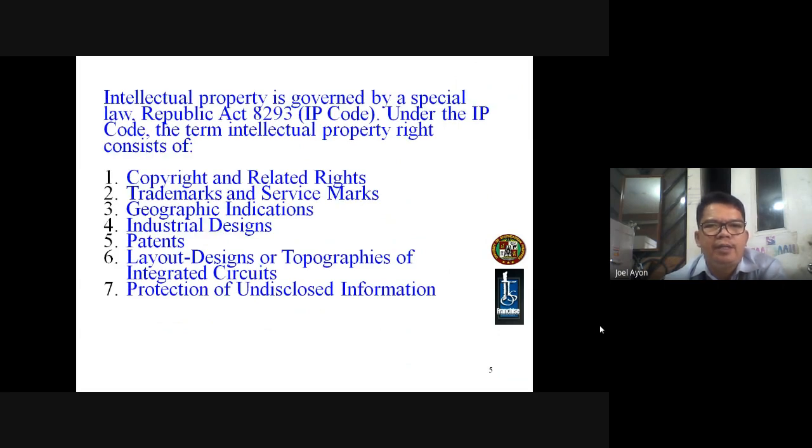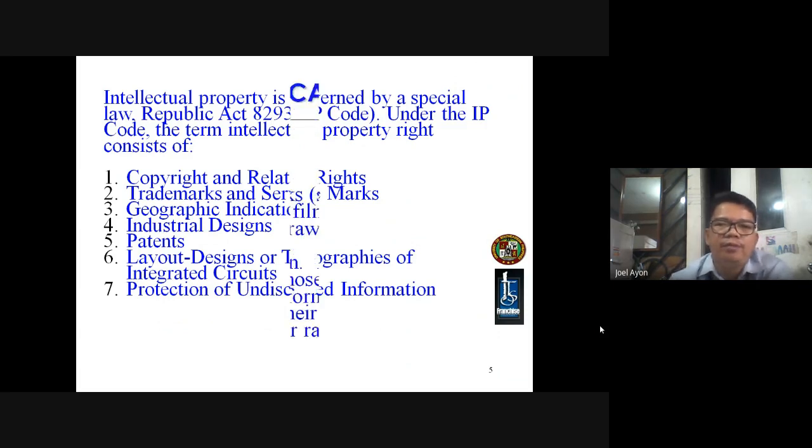So under Republic Act 8293 or the Intellectual Property Code of the Philippines, the term intellectual property right consists of 1. Copyright and related rights, 2. Trademarks and service marks, 3. Geographic indications, 4. Industrial designs, 5. Patents, 6. Layout designs or topographies of integrated circuits, and 7. the protection of undisclosed information.